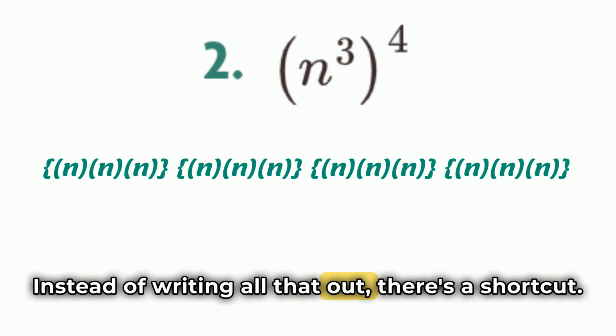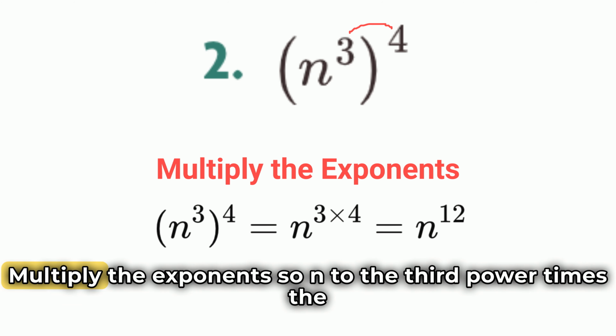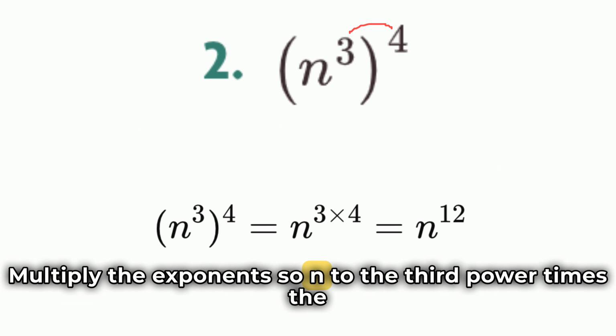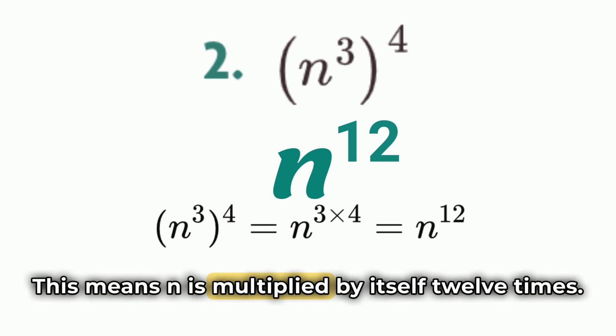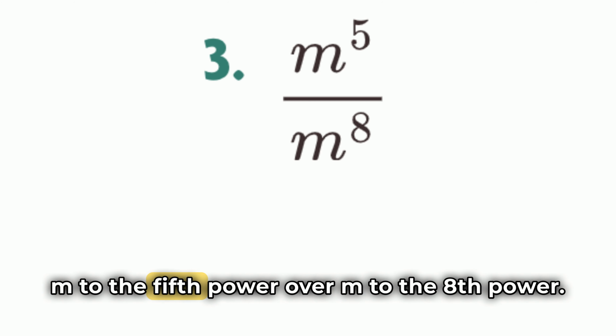Instead of writing all that out, there's a shortcut. Multiply the exponents, so n to the third power to the power of 4 equals n to the power of 12. This means n is multiplied by itself 12 times. Problem number 3, m to the fifth power over m to the eighth power.